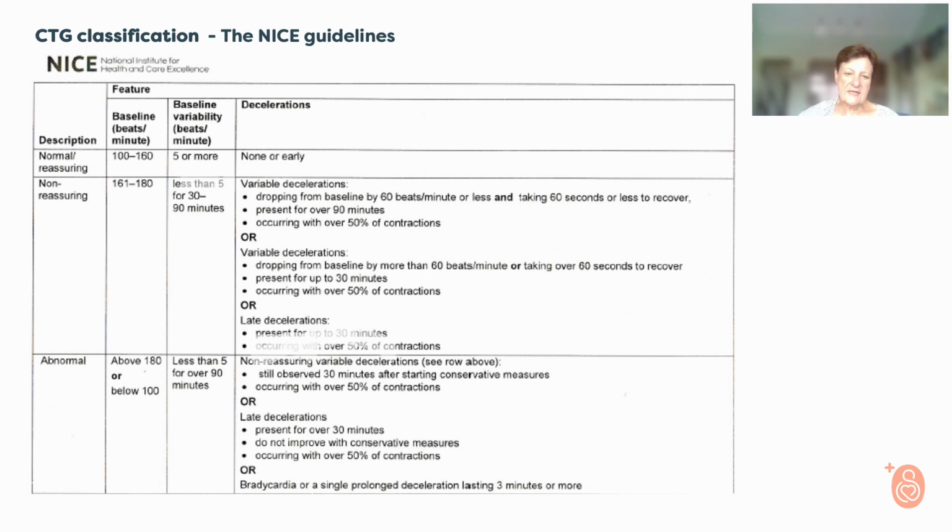If we look at the NICE guidelines, the baseline again was normal. They say here that their normal variation is between 100 and 160 beats per minute. So our baseline was normal. The baseline variability, they say it's normal if there's 5 or more. They don't have an increased variability on their guidelines. They just talk of 5 or more, or it's non-reassuring when there's less. So they don't have anything about increased variability on their guidelines.